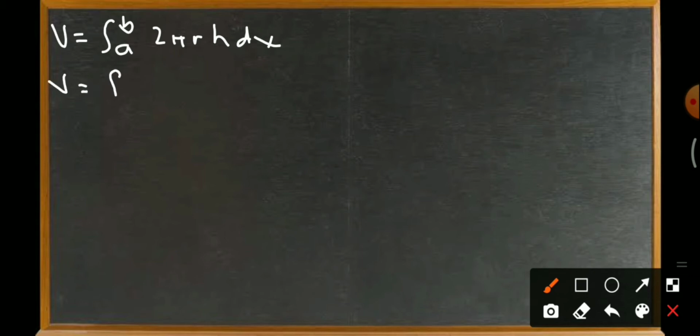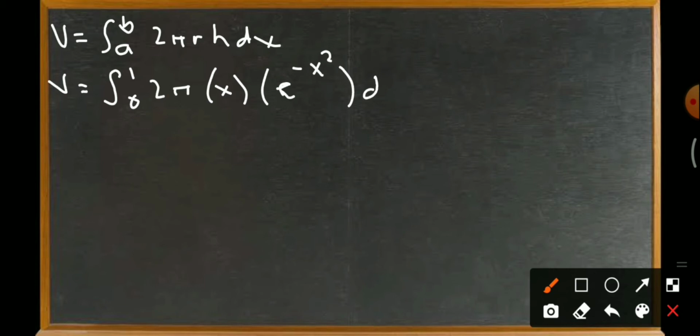In this problem, the cylindrical shell is rotating about the y-axis, so we will be using this formula in finding the volume of the solid. V is equal to the integral from a to b, 2 pi r h dx. Since we already have the interval, all we need to do is substitute all the values into the formula. V is equal to the integral from 0 to 1, 2 pi, the radius is x, and the height is e to the power of negative x squared dx.